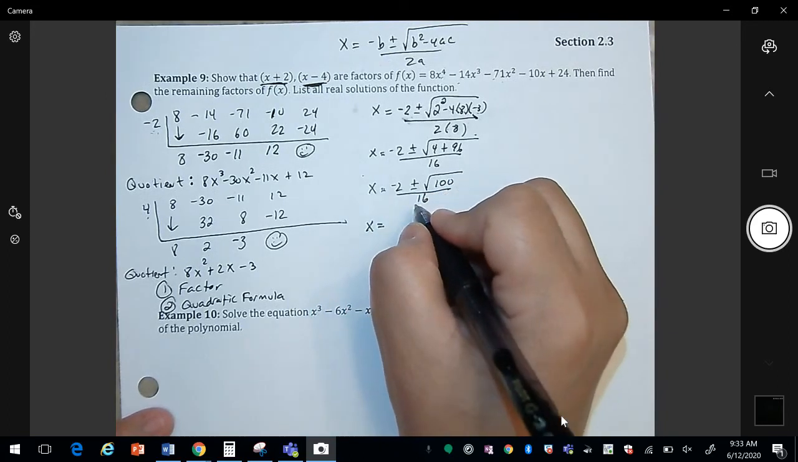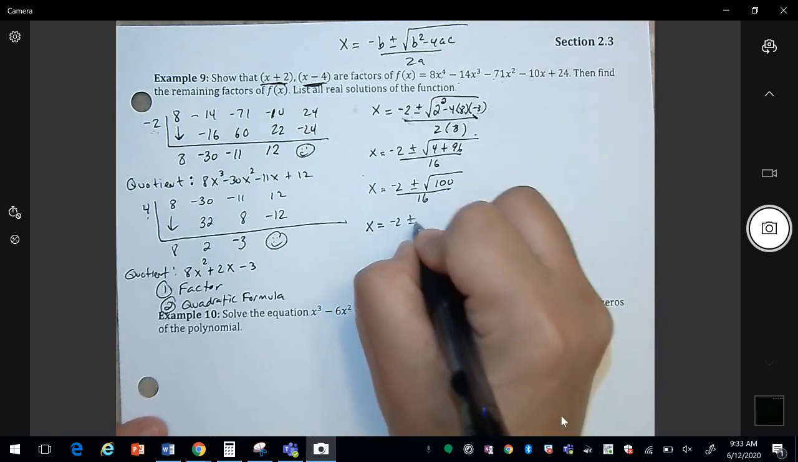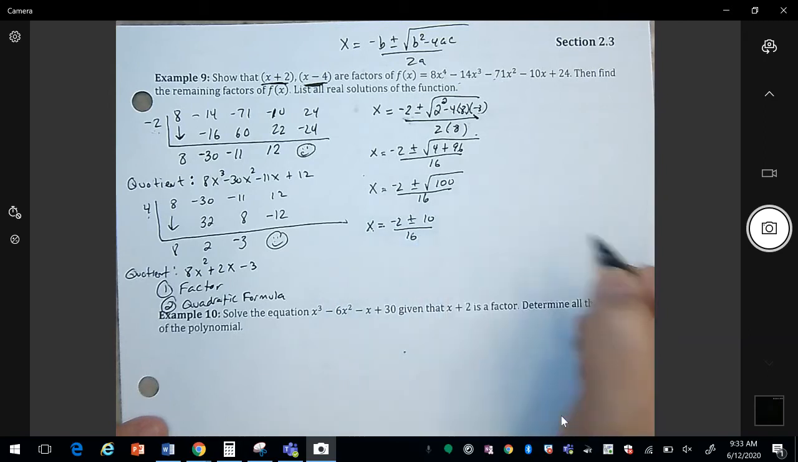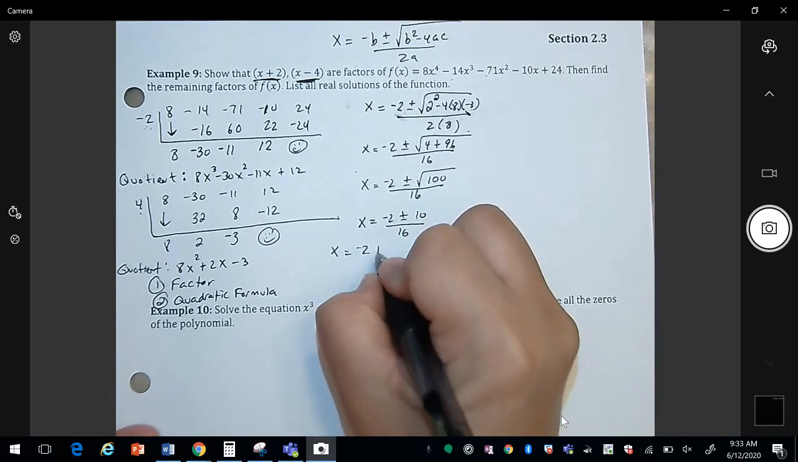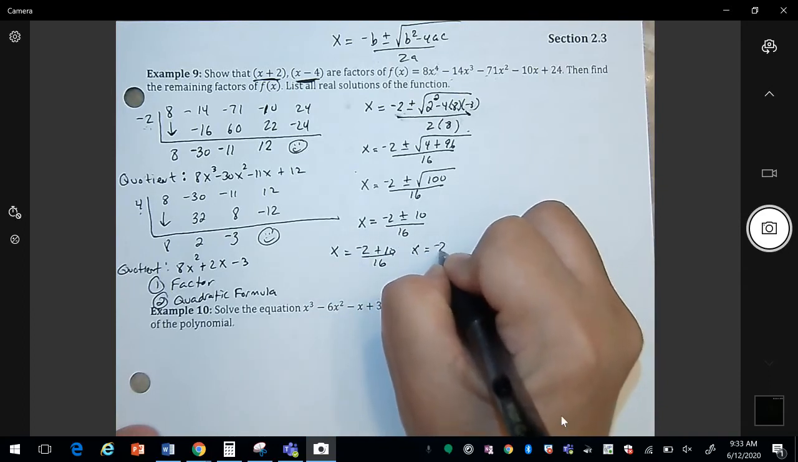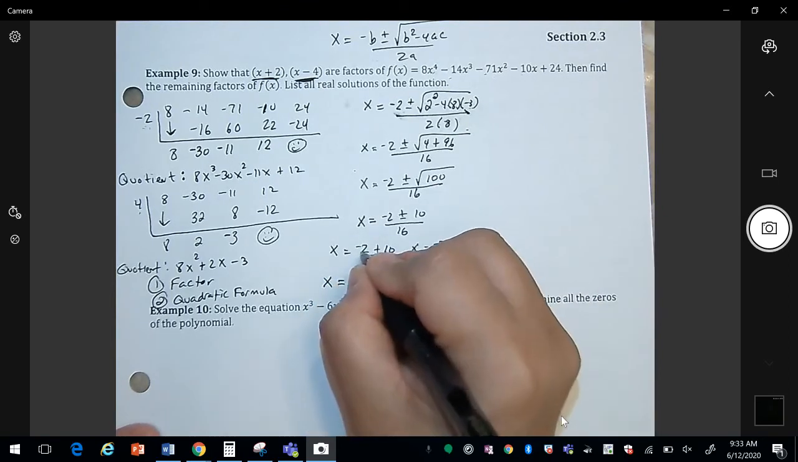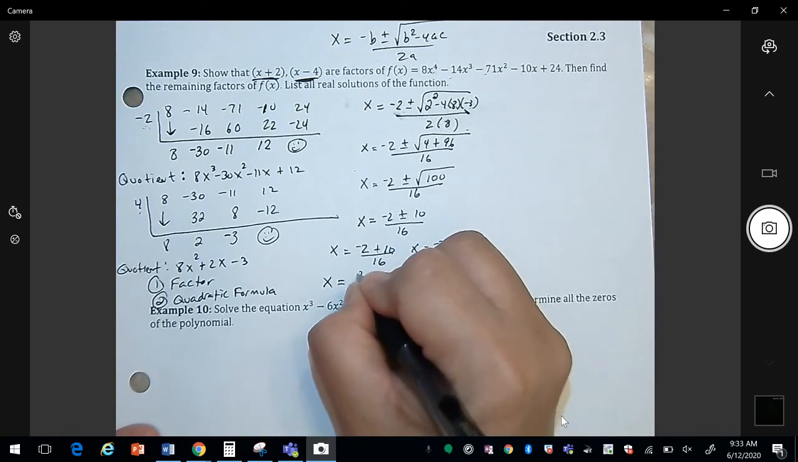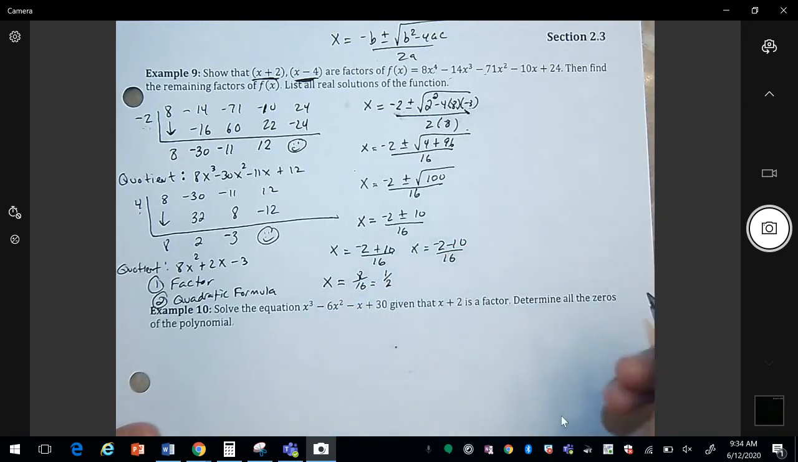So here we can simplify the square root of 100, which is 10, divided by 16. And so I get two answers. One answer is negative 2 plus 10 divided by 16, and the other is negative 2 minus 10 divided by 16. Negative 2 plus 10 is 8 over 16, which comes out to 1/2.